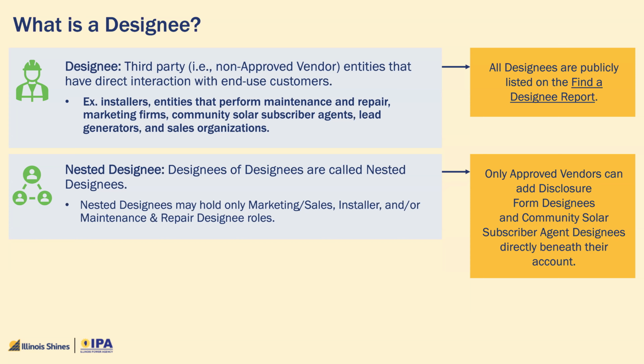A designee of a designee is referred to as a nested designee. Nested designees can only hold marketing, sales, installer, and/or maintenance and repair roles. Approved vendors are the only entity that can register their designee as a disclosure form or community solar subscriber agent designee directly under their account.